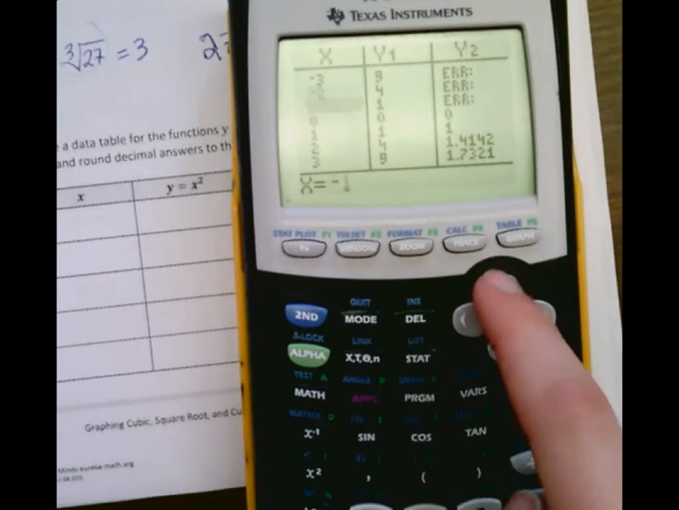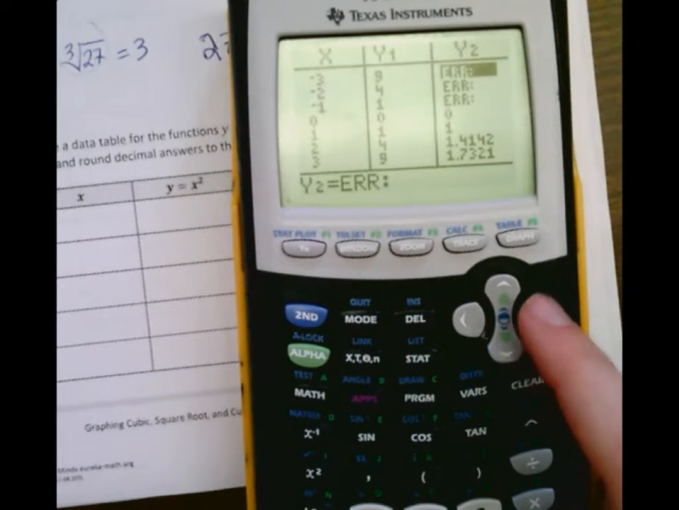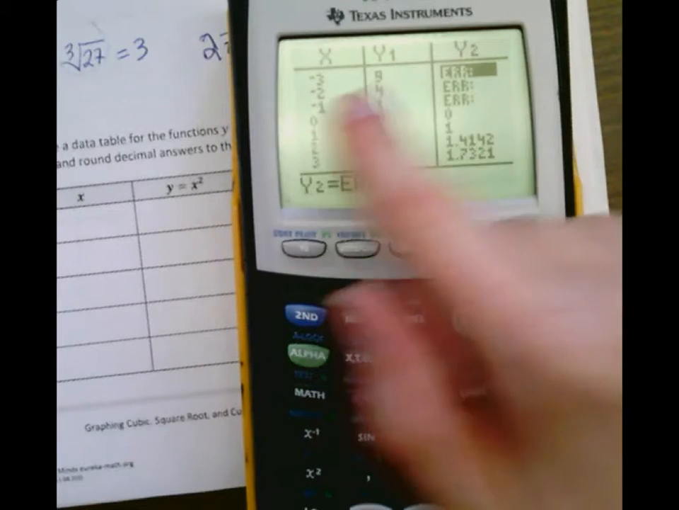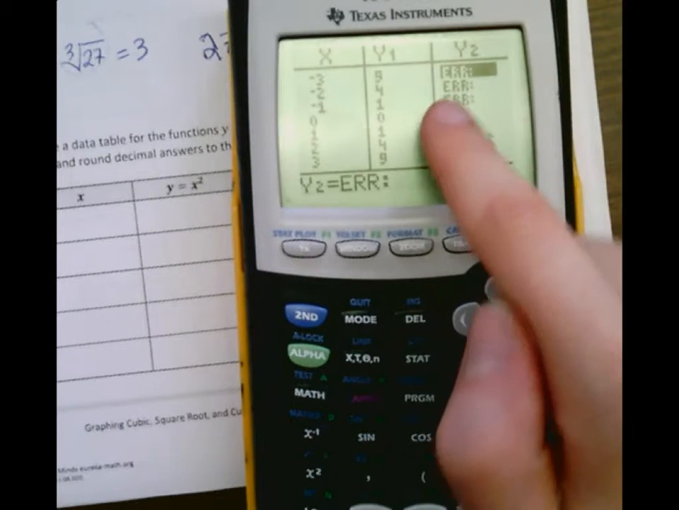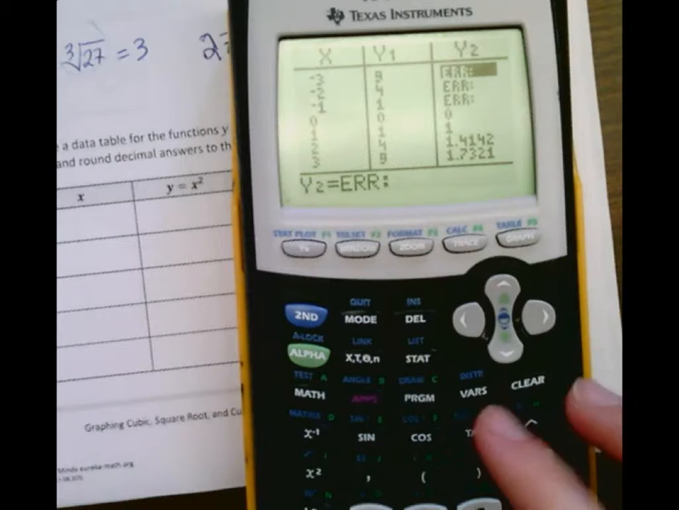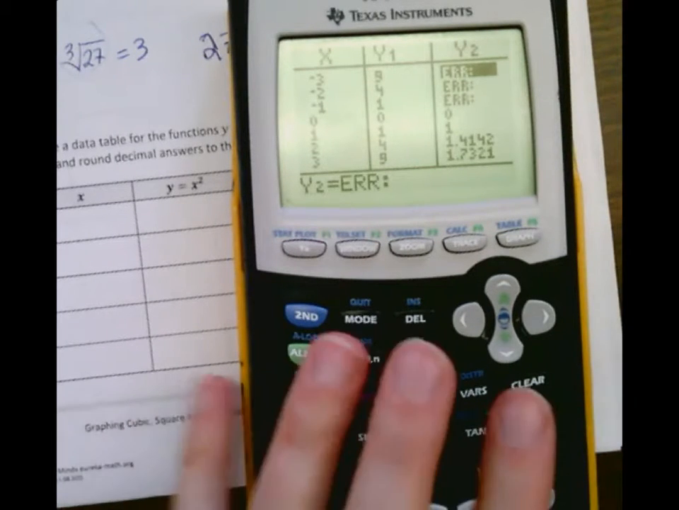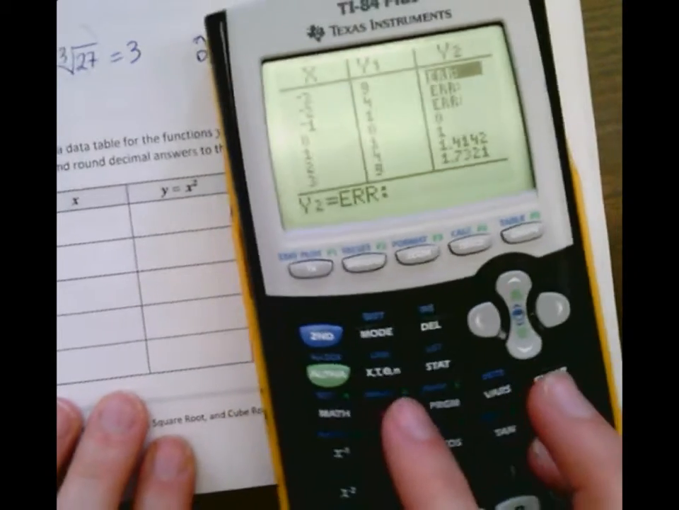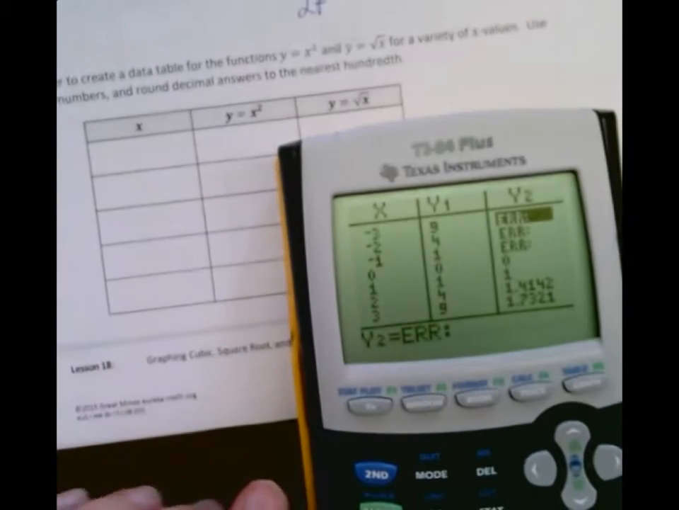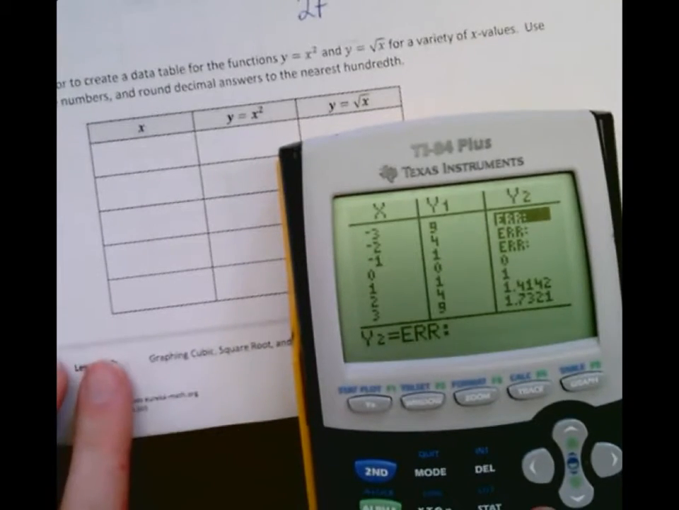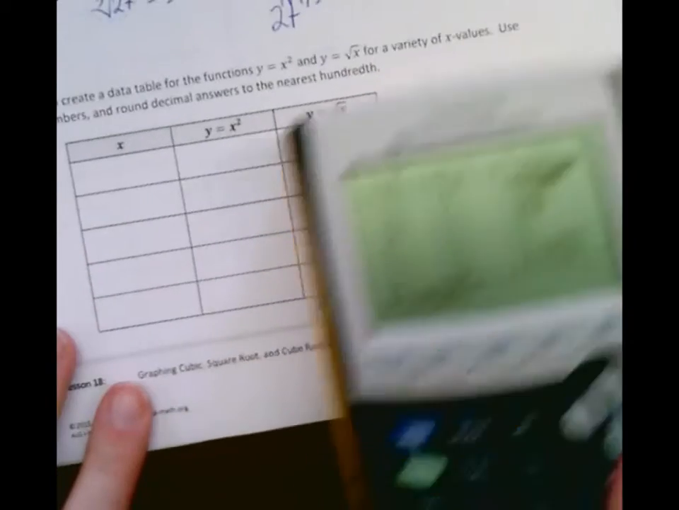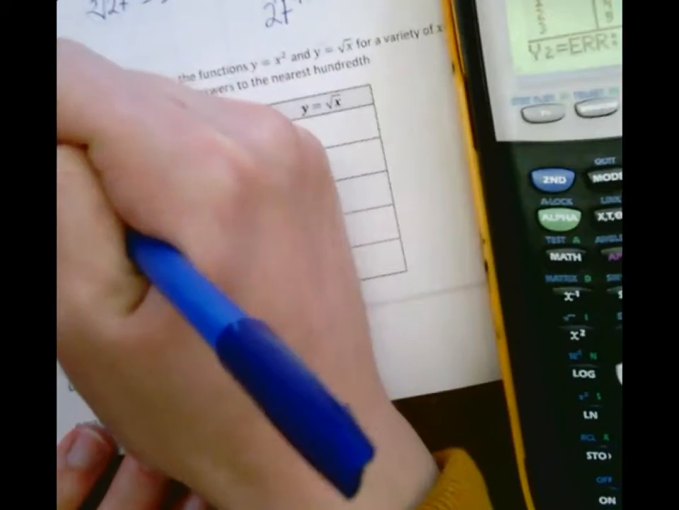Now notice that for certain values of x, in the square root of x, we're getting an error message. Okay? Why are we getting an error message there? Well, we'll think about that in a moment. But for now, let's just fill in the table. I have 5 spots, so I'm going to do -2 to +2.